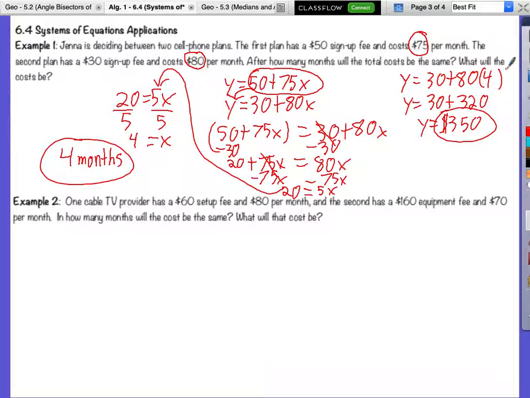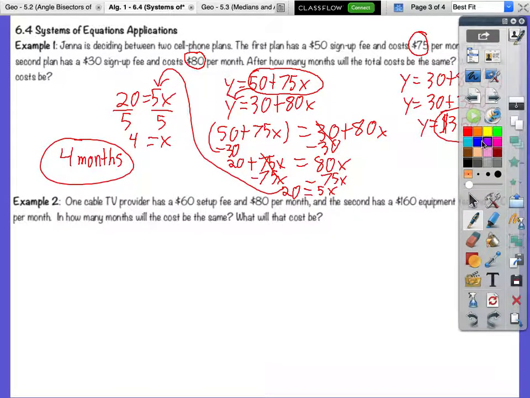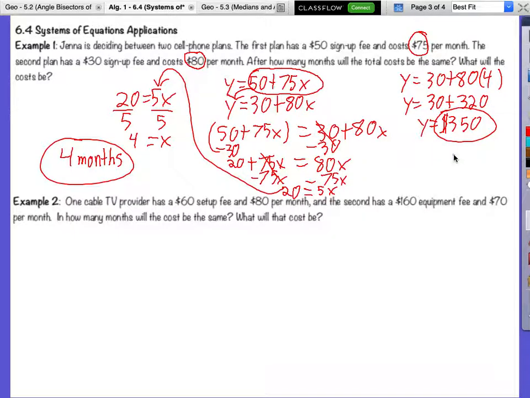So, let's go on to number 2. In number 2 here, one cable TV provider has a $60 setup fee and $80 per month. The second has a $160 equipment fee and costs $70 per month. In how many months will the cost be the same, and what will that cost be? What's going to be our first step here? Right? So setting up equations and figuring out what's in the equations.